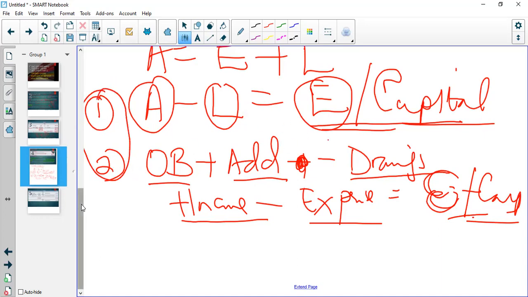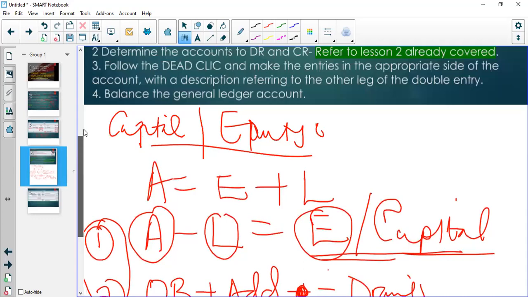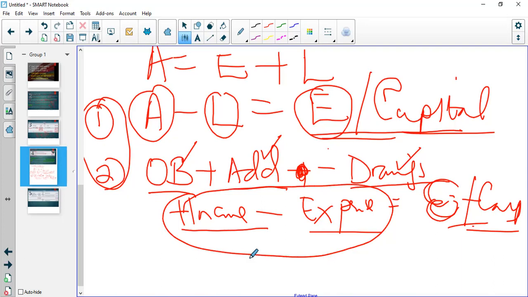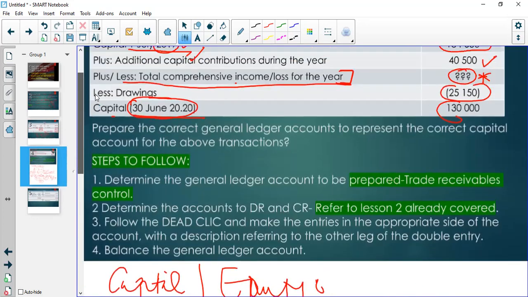So these two methods, we use them to determine equity. We can use any information given. In this particular case, we are given the opening balance, we're given additional, we're given drawings. We have to determine this income minus expenses, which is the profit or loss. Then we are given the balance at the end. So we need to determine whether this was a profit or loss so that we end up with this balance here.